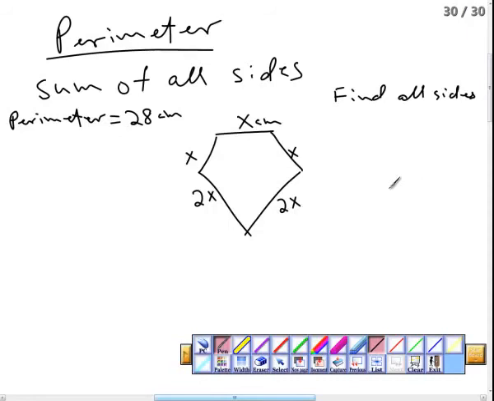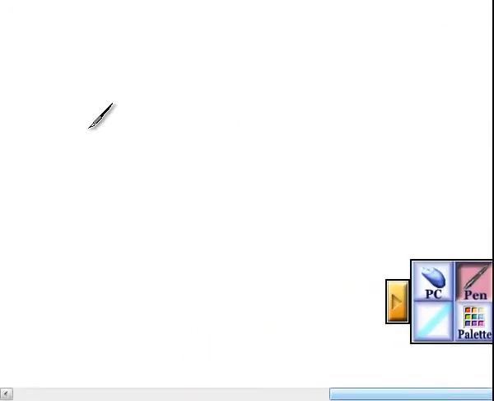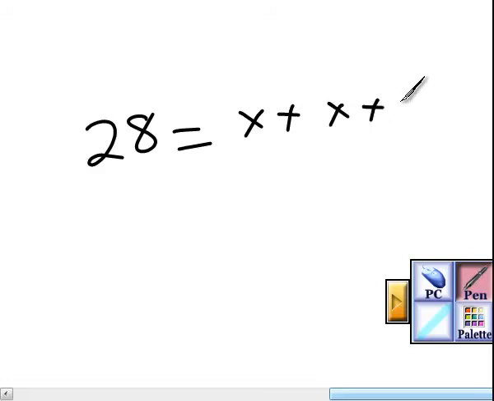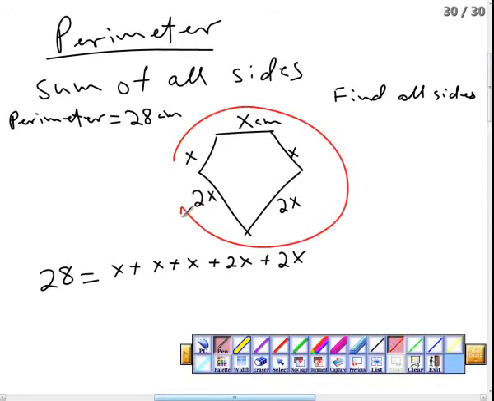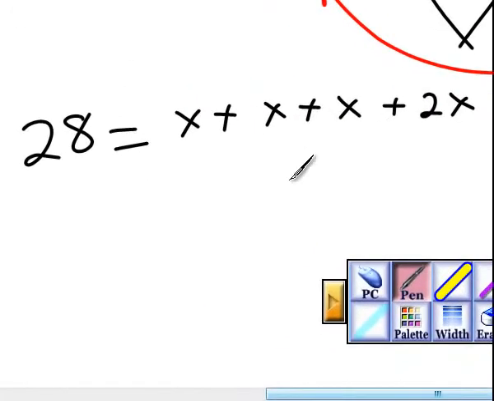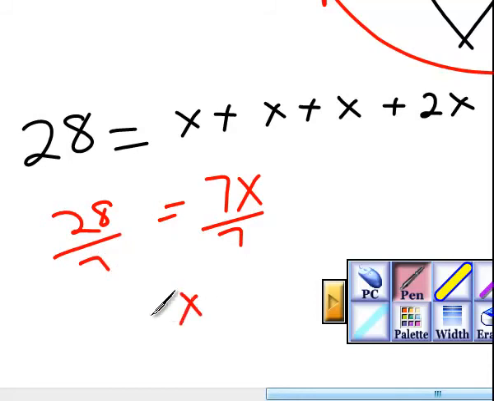All right. So we know perimeter means sum of all the sides, so what do we do? 7x. Add them up. Yeah, add them up. So that's 28 equals x plus x. You just go around, right? x plus x plus x plus 2x plus 2x again, right? We're just going around, adding them all up. So that's 3, that's 4, and 3, that's 7x equals 28. And so divide by 7, right? And we get x equals 4.